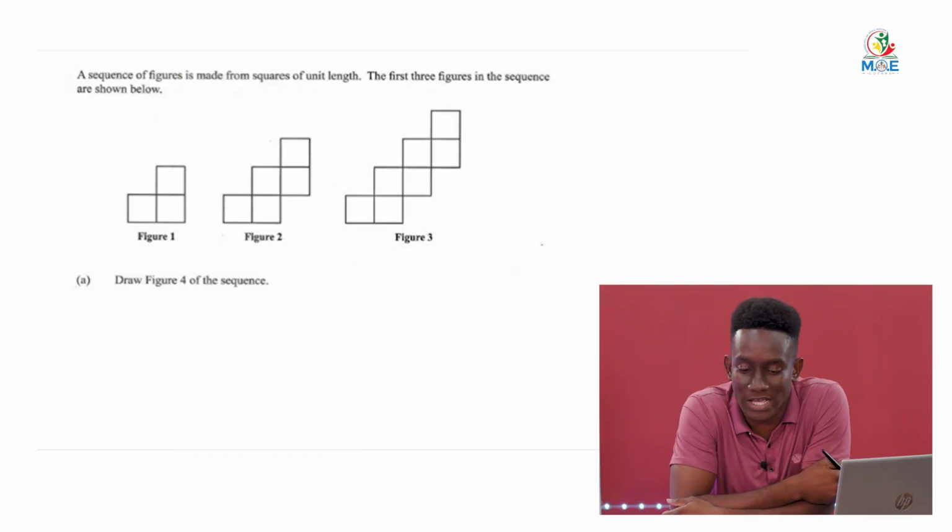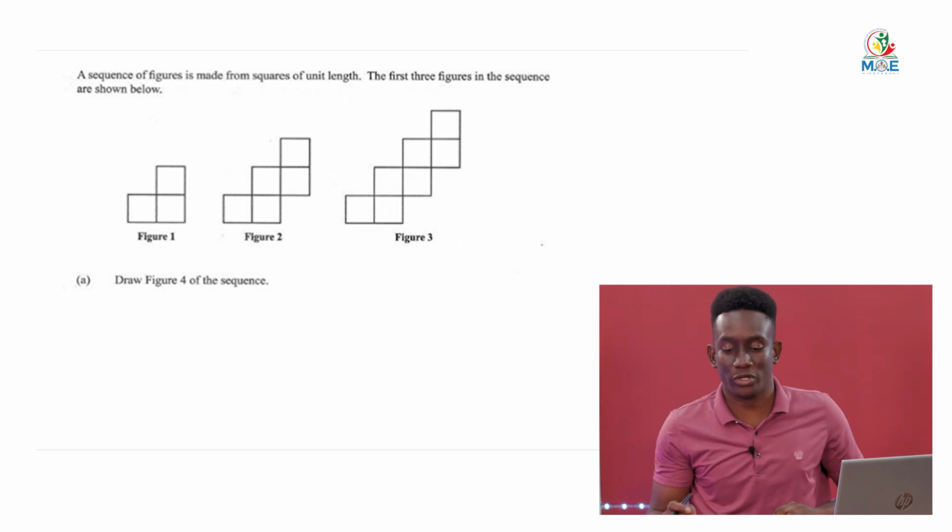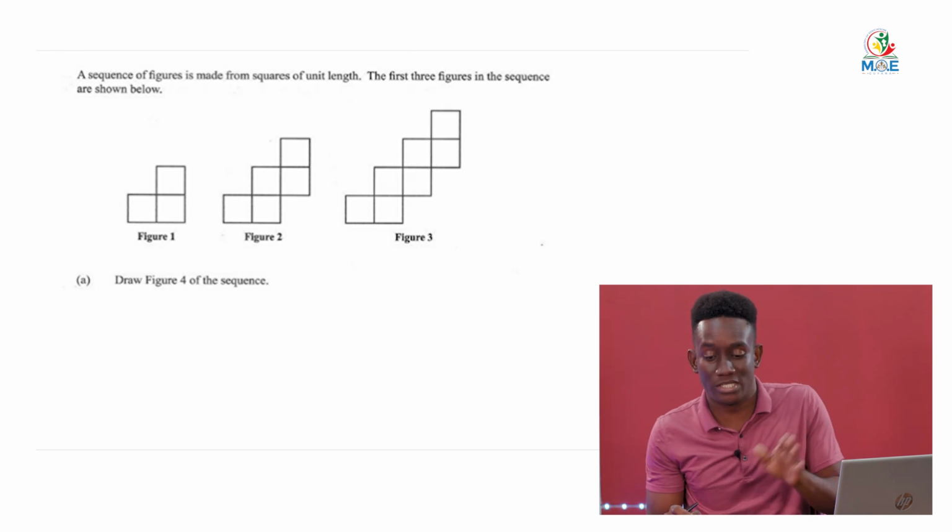So this question says, a sequence of figures is made from squares of unit length. The first three figures in the sequence are shown below. So we have figure 1, figure 2, and figure 3. They want us to draw figure 4 in the sequence. So let's analyze what happens in each figure.